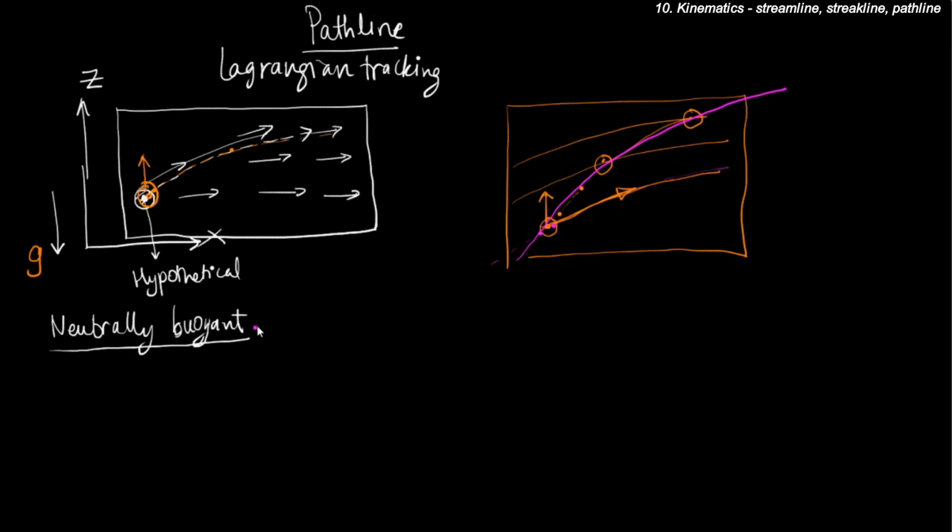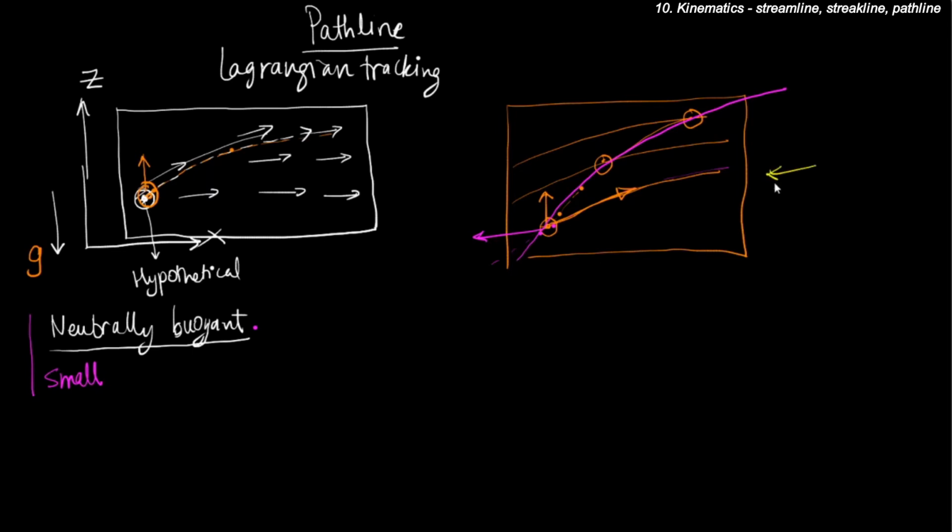Hence, we want that the particle not experience any net force in any direction. So the particle has to be both small, because if the particle is not small, the particle will experience a net drag force. So it will not exactly move with the flow, it will move with a retardation with respect to the flow. So the particle has to be both small and neutrally buoyant.